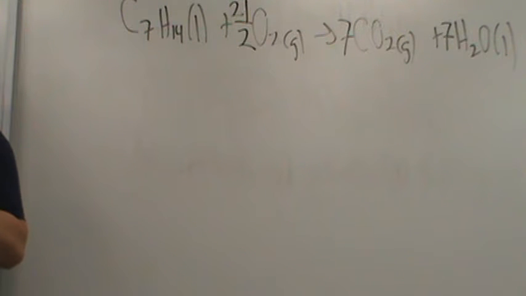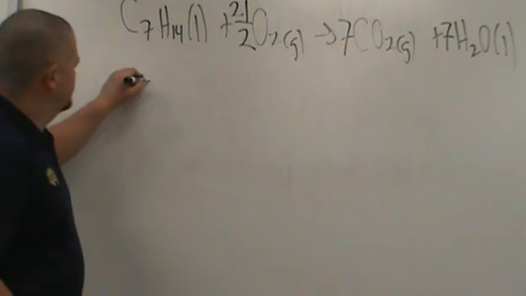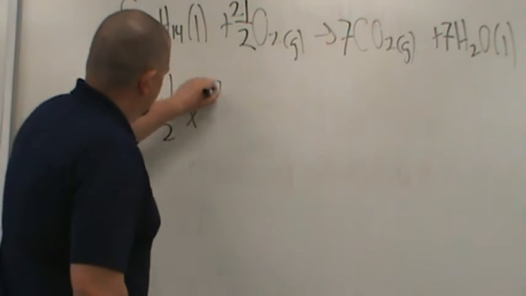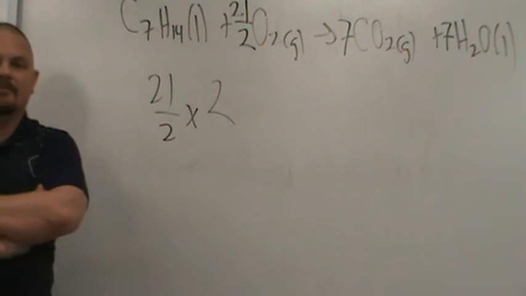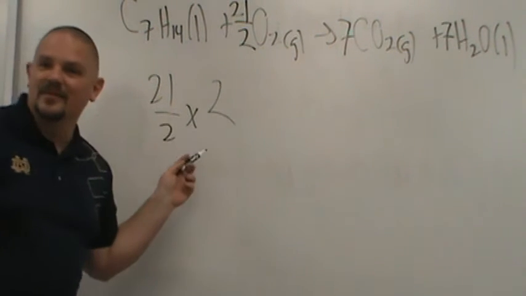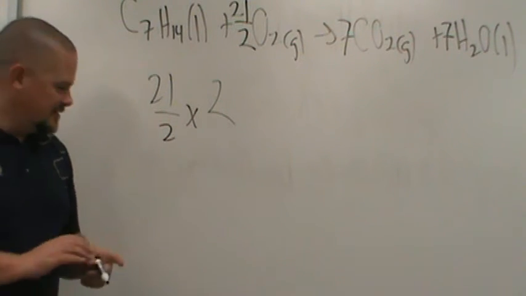Hold on. It's O2, right? Yeah, so 21 over 2. We need 10 and a half O2s with this thing, basically. Because you have to get 10 and a half. Okay, what happens when we do this, ladies and gentlemen? You get 21.